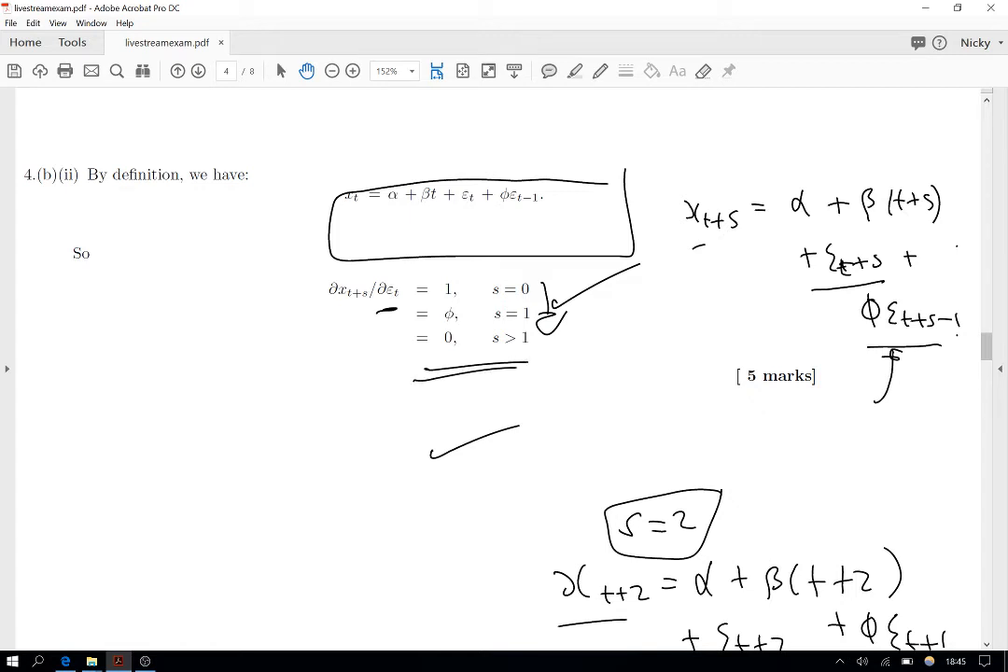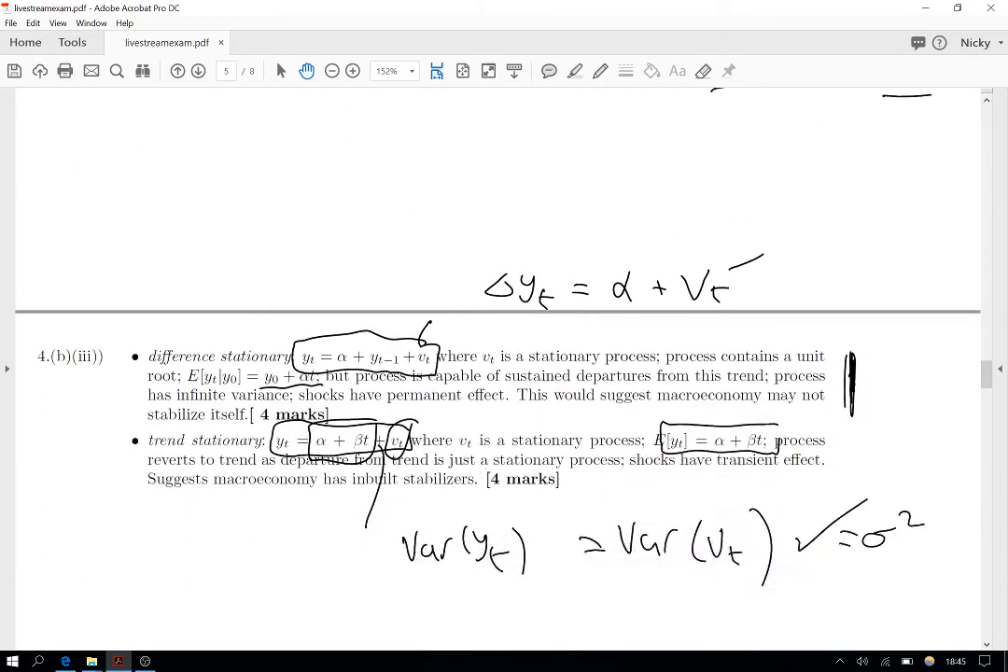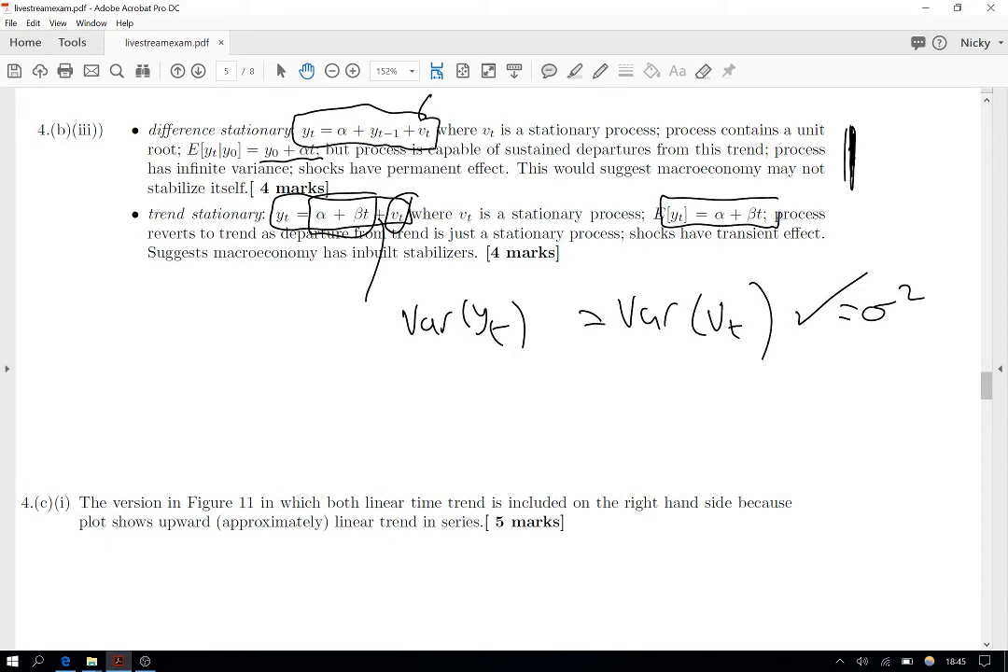Okay, so the key difference is that a trend stationary model still allows the linear time trend. The key difference to a difference stationary model is that the variance is finite and the effect of shocks die away at some finite time period. Okay, those are the key differences between the two models. So you would have used your answer from part 1 and 2 and part A here to add to your answer.